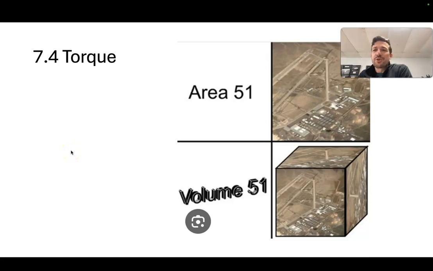Okay, fellas, today we're doing 7.4 torque. I didn't say twerk, I said torque. Okay, torque. Here we go.